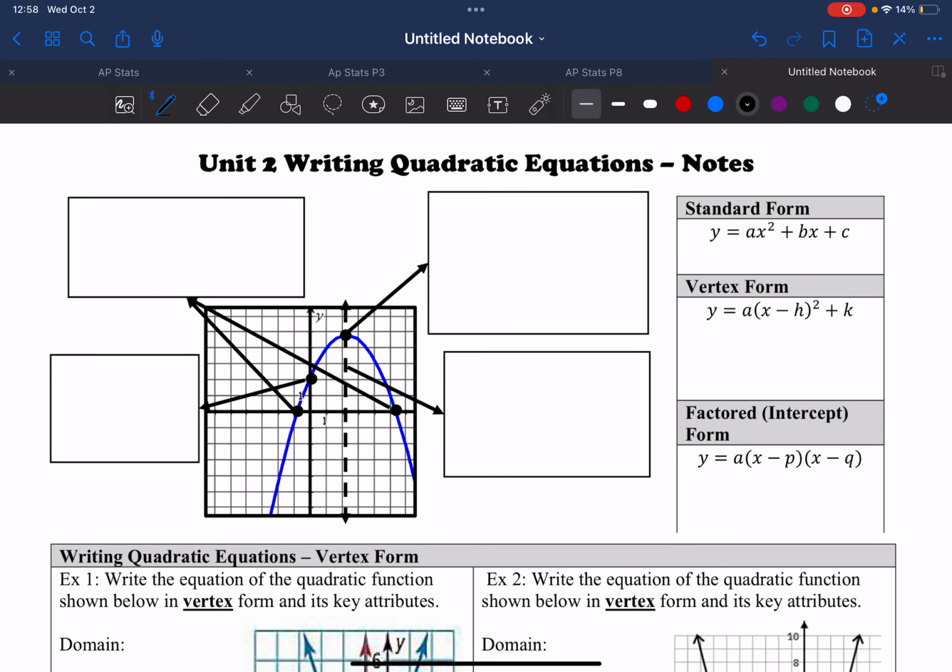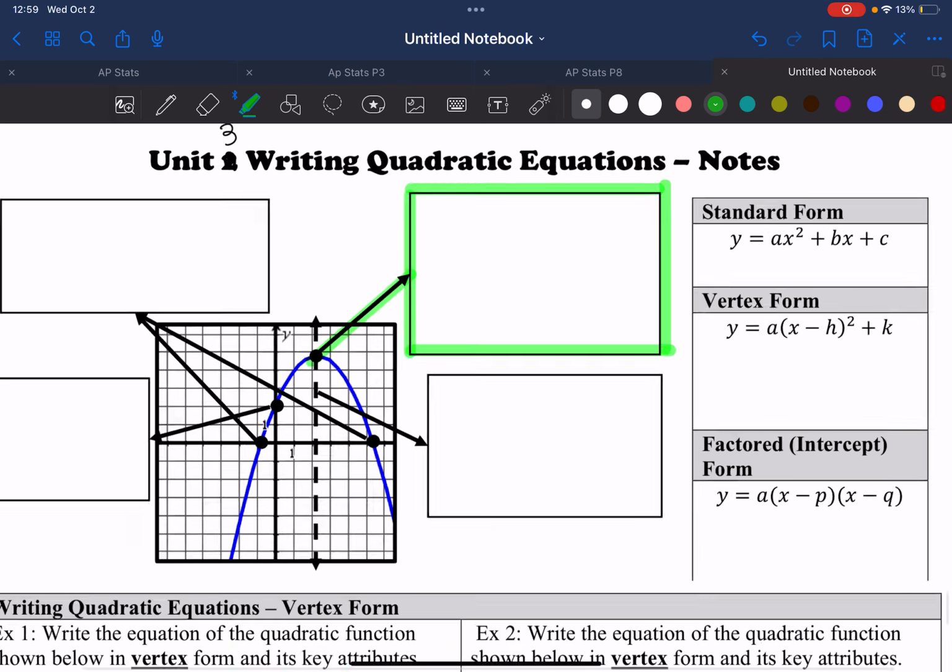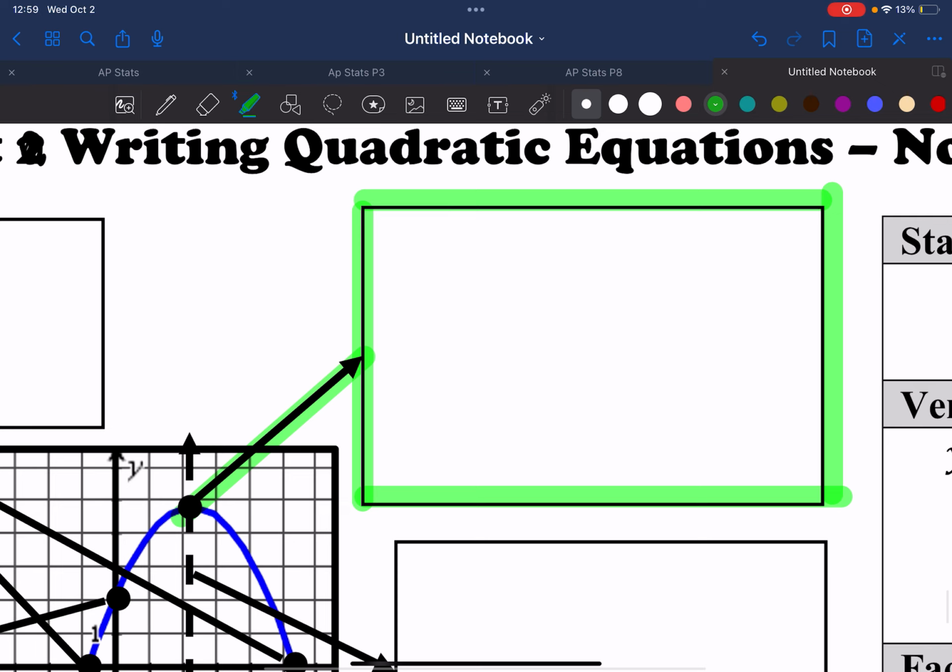This is Unit 3 Notes, Writing Quadratic Equations. So before we write these quadratic equations, we are going to label all the attributes of a quadratic function. First, we're going to start off with the vertex. I'm going to color code it to the graph so you have an easier way to see it. Okay, so this is the vertex.